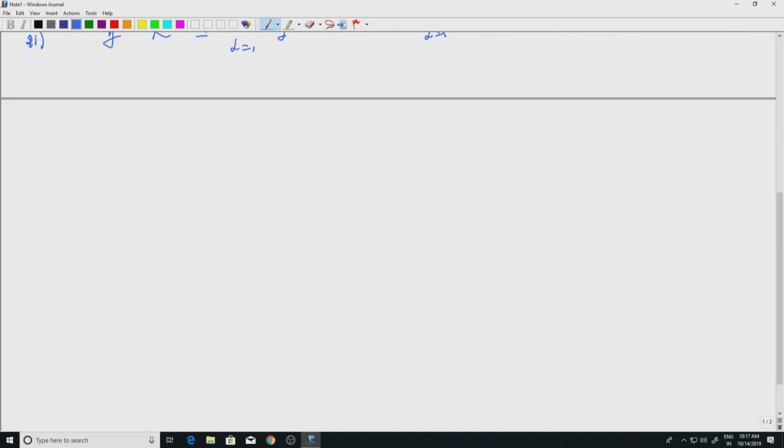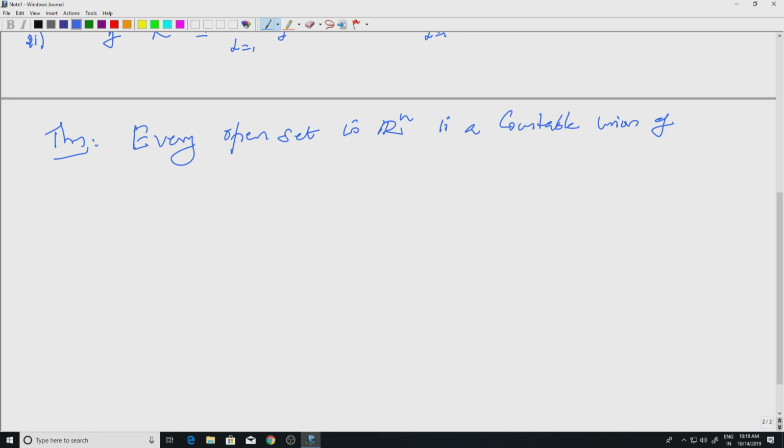A theorem we proved was that every open set in Rn is a countable union of almost disjoint closed cubes.